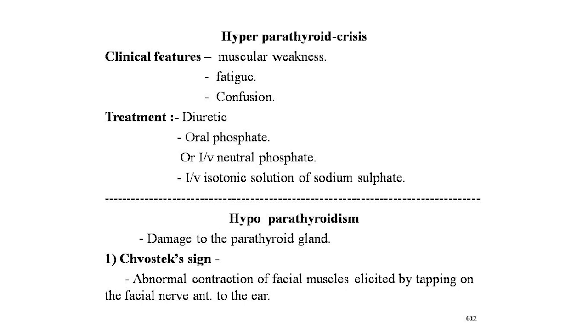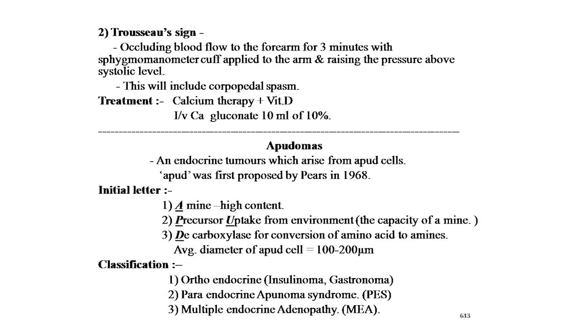Next point is hypoparathyroidism, from damage to the parathyroid glands. Chvostek's sign is abnormal contraction of the facial muscles elicited by tapping on the facial nerve anterior to the ear. Second is Trousseau's sign: occluding the blood flow to the forearm for 3 minutes with a sphygmomanometer cuff applied to the arm and raising the pressure above systolic level. This will induce carpopedal spasm. Treatment is calcium therapy plus vitamin D, IV calcium gluconate 10 ml of 10%.